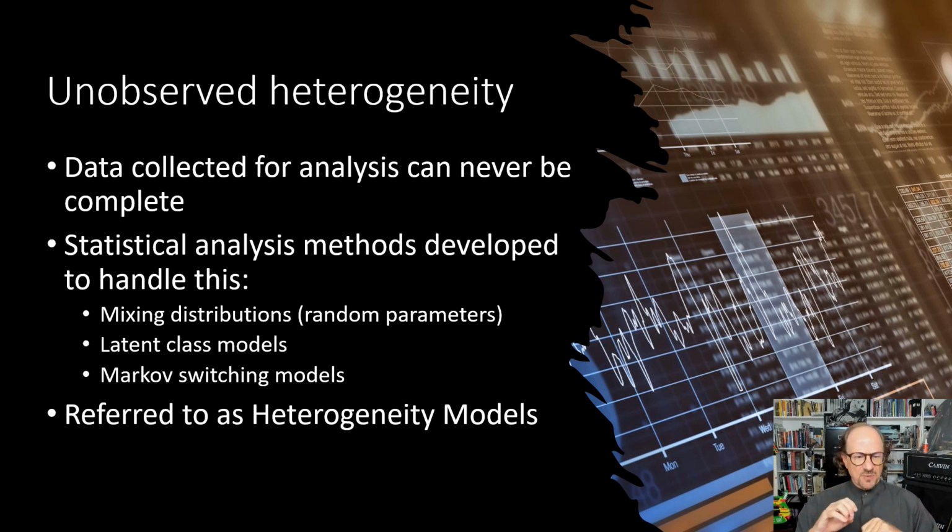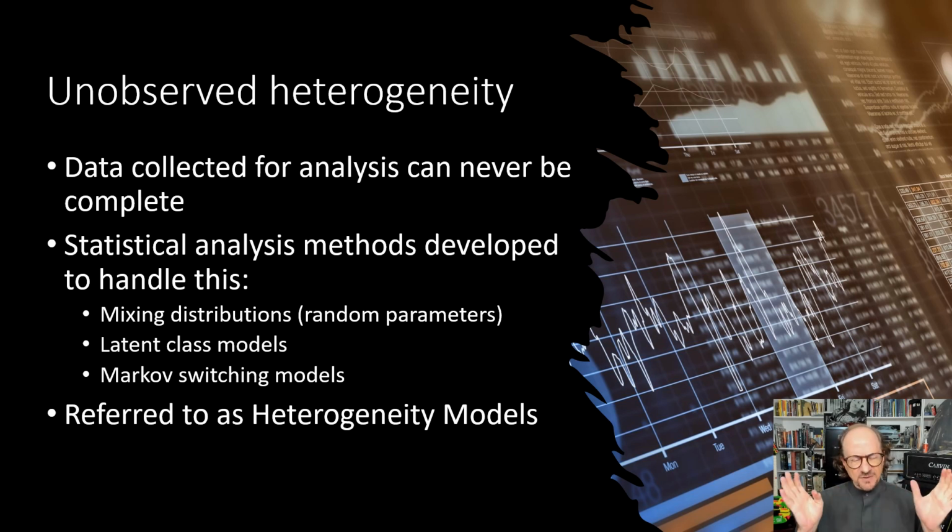So instead of having individual parameters per observation, you have groups of people, classes, groups of observations that have the same parameter. The third approach is what I call the Markov switching models. And I've done a couple research papers on Markov switching models. So the idea of Markov switching models is that the parameters that you estimate may vary over time between 2 or more states.